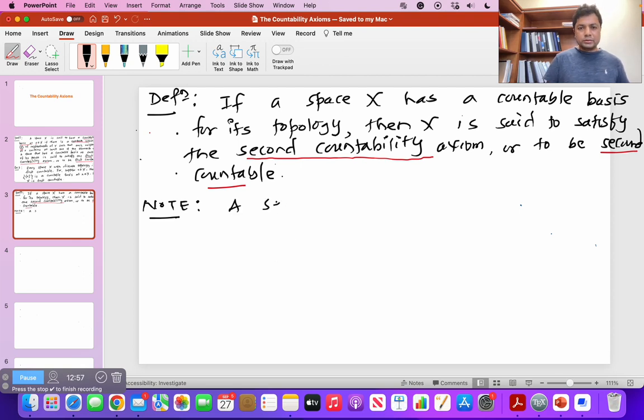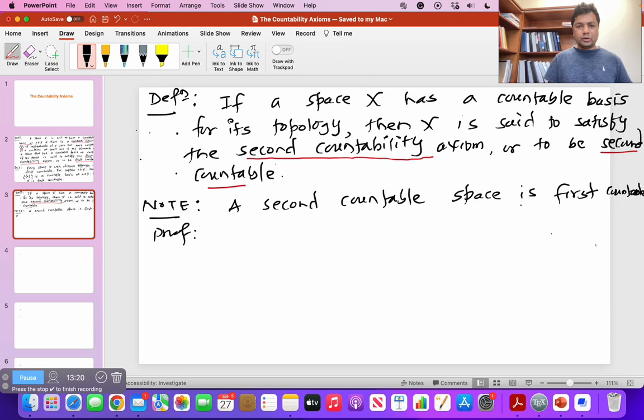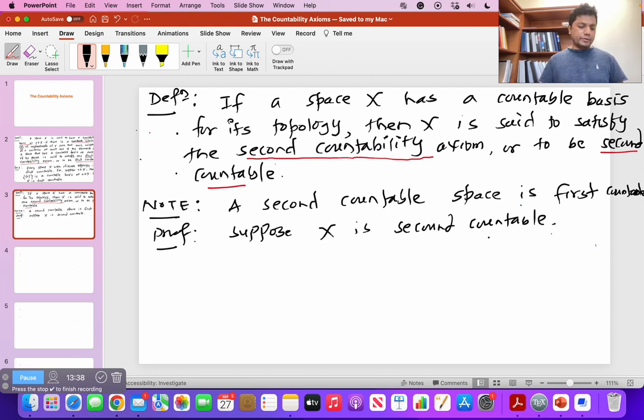Every second countable space is first countable. Proof is quite easy. Let me give you a quick proof. Suppose X is second countable, and we want to prove this space is also first countable.